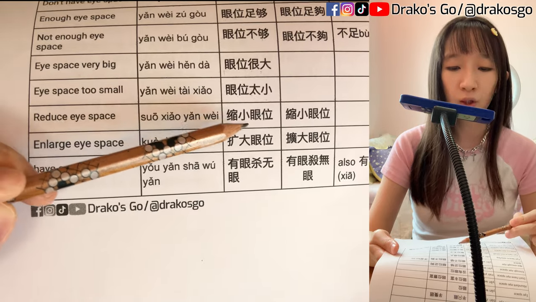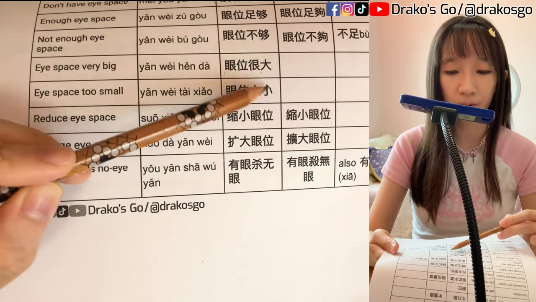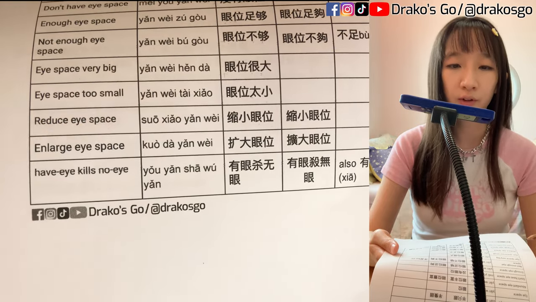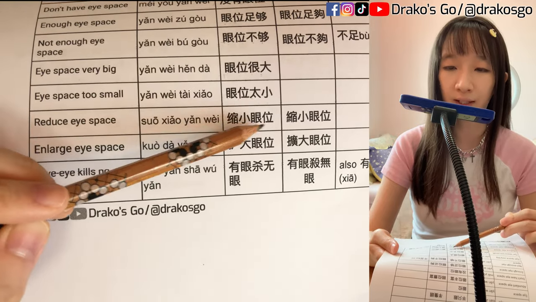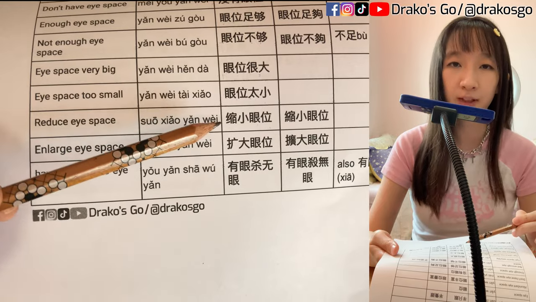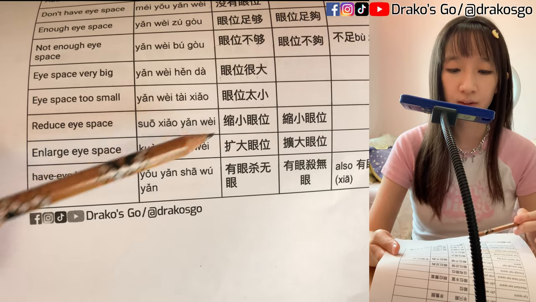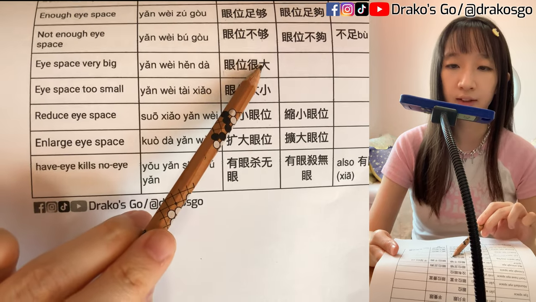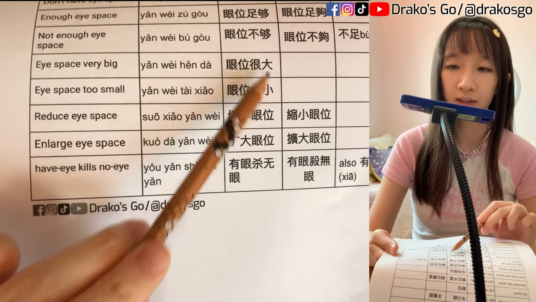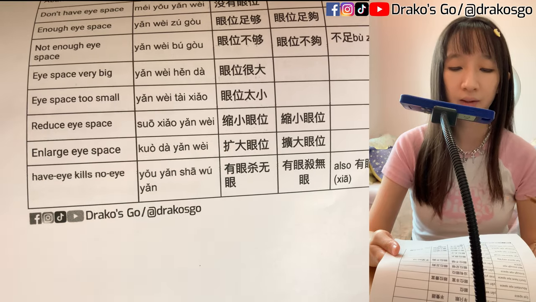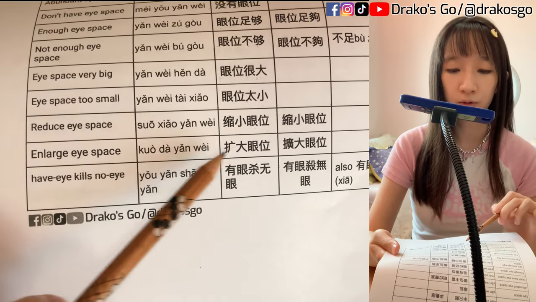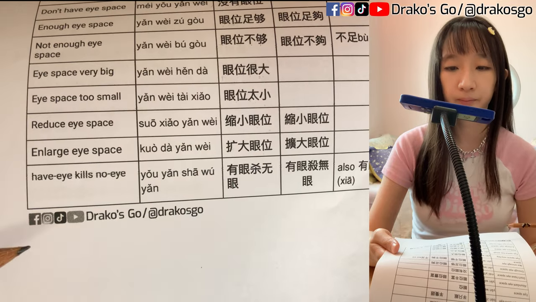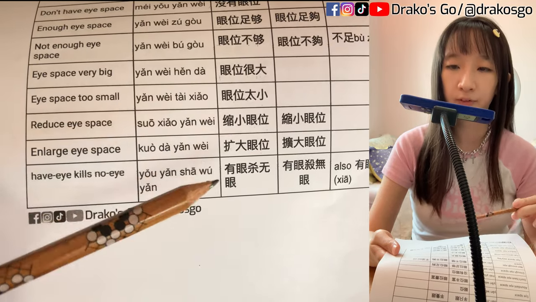So, 缩小眼位. Just now we learned that 小 is small, right? 缩小 is to make it small or reduce. So 缩小眼位 is to make the eye space smaller or reduce the eye space. The next one, you recognize this word, right? 大, from here, 很大 is big, very big, right? So 大 is big. 扩大 is to make it big or to enlarge. So 扩大眼位 is to enlarge the eye space. Later I'll show you more examples for this.